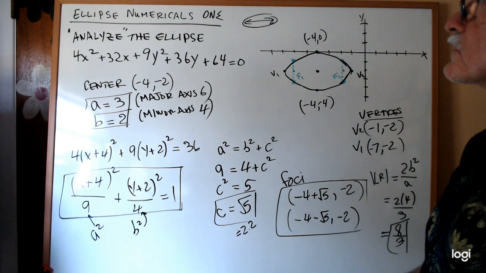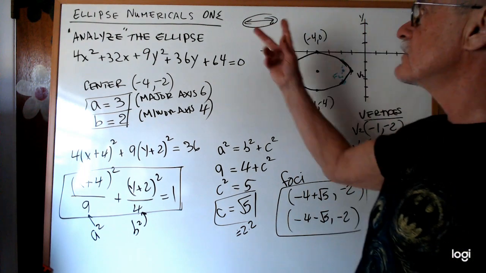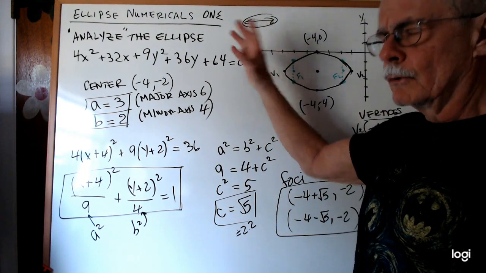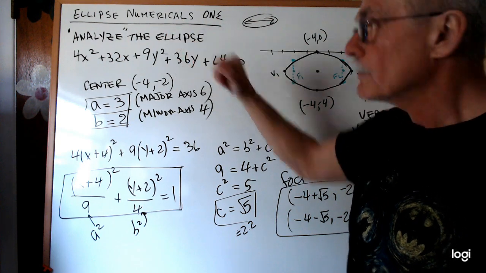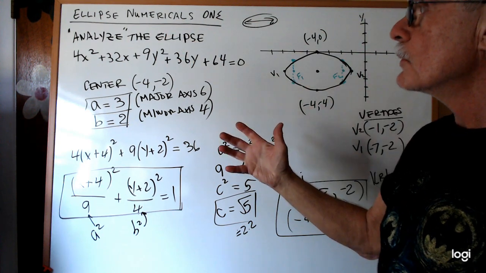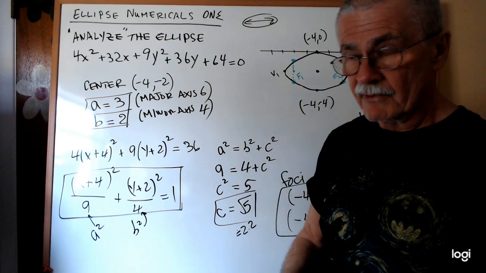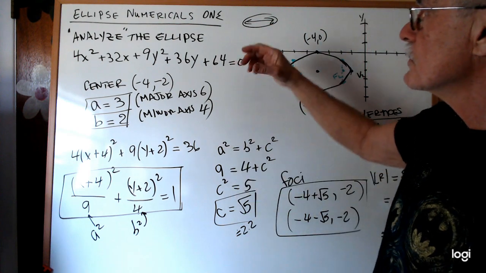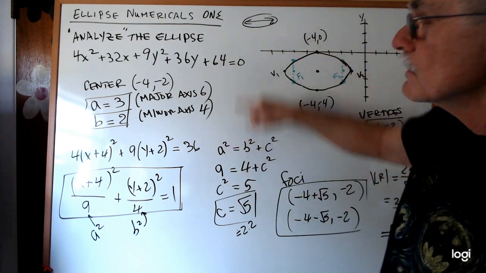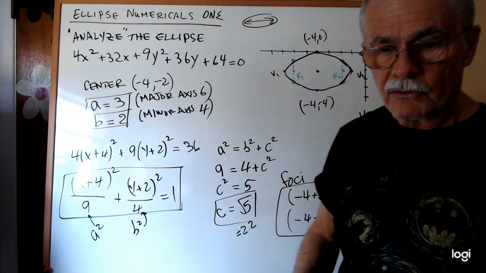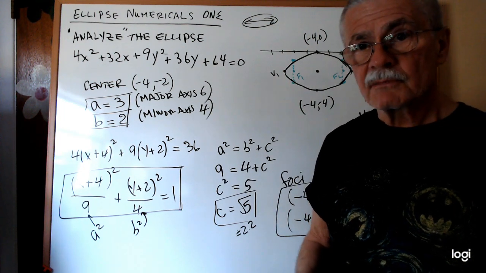So this ends the two examples I wanted to do on type 1 ellipses, numerical examples. The next video is going to be two similar examples using type 2, which is the vertical type. I hope this makes some sense to you.